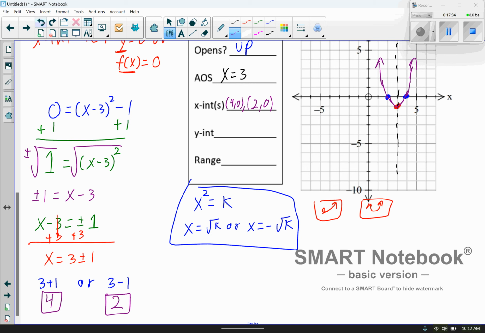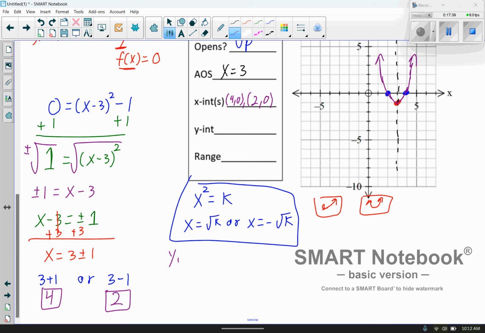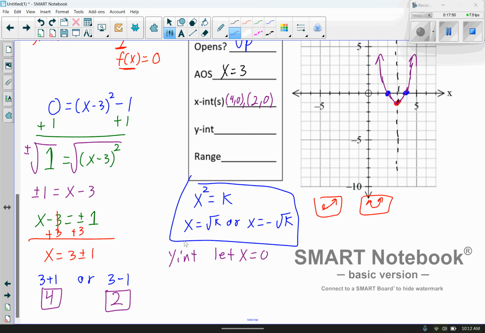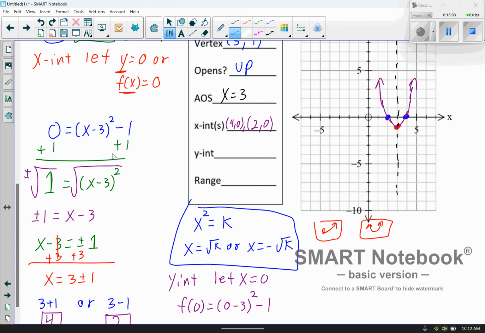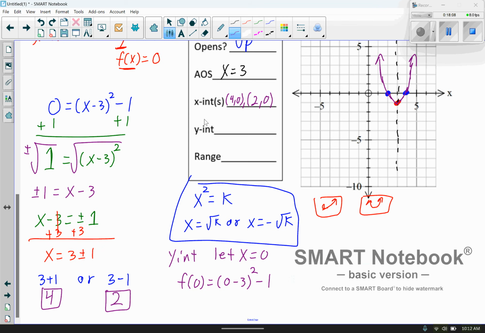Okay, now for the y-intercept. By definition, if you want to find your y-intercept, you're going to let x equal 0. So this time we actually let x equal 0. Let me look at my equation up here. So f of 0 is going to be equal to 0 minus 3 squared, and then minus 1. I plug 0 in for x into the equation up here, and then just simplify this, and you should have your y-intercept.